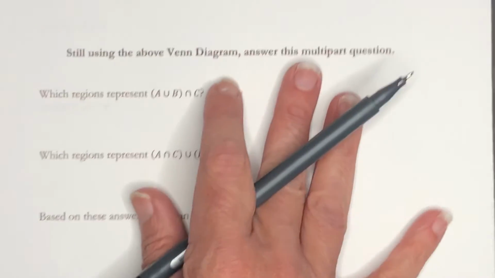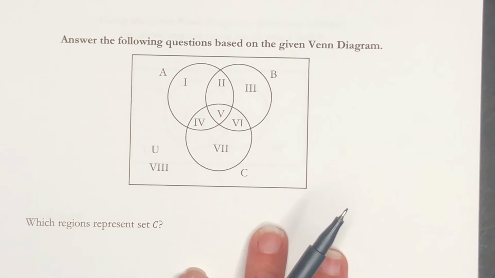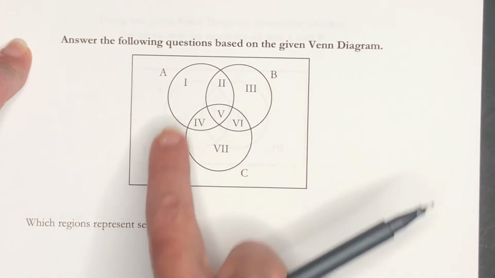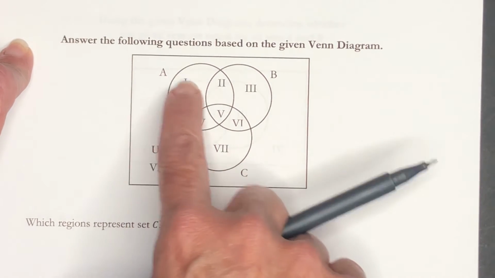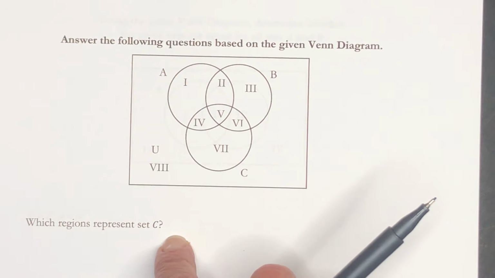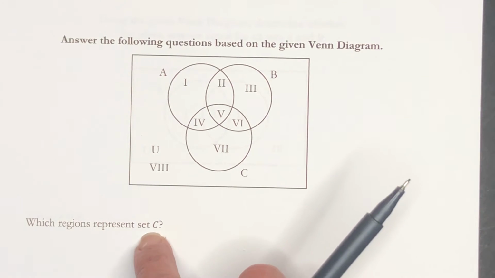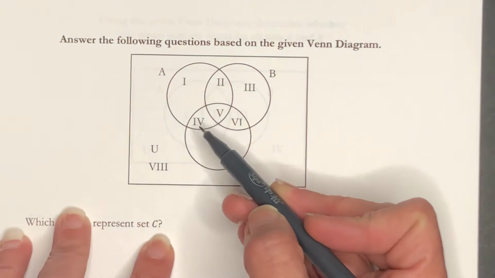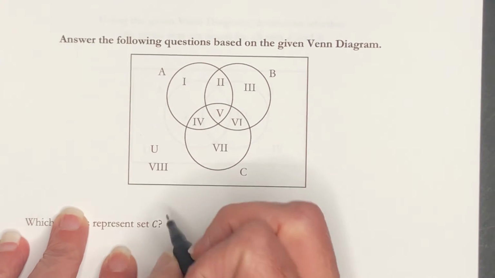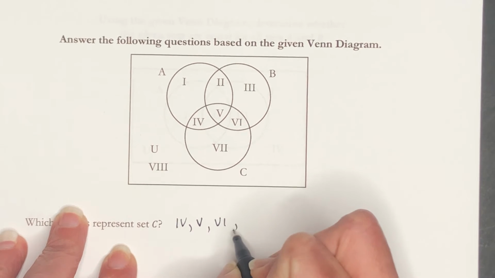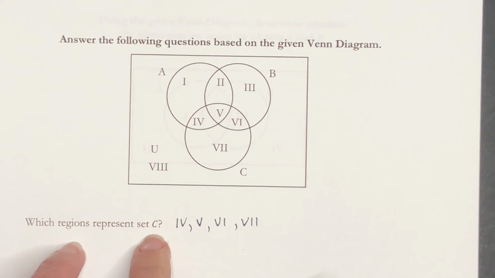Now, we're going to go on a little bit further with this, and we have a Venn diagram that is labeled with each region using Roman numerals. And so notice here we have a number here as well. So we have each little part of the Venn diagram. And here all we're being asked to do is to indicate which of these Roman numerals fit inside set C. So set C is this circle, and it has regions 4, 5, 6, and 7. Those are all inside set C.